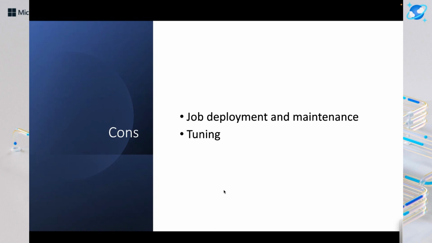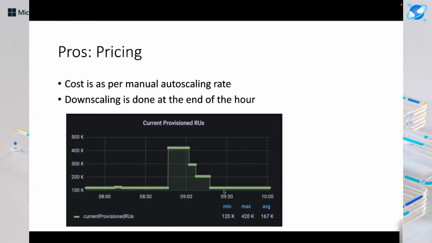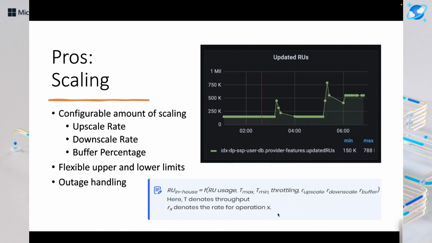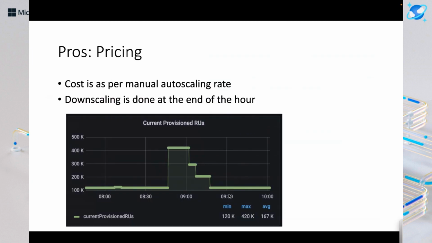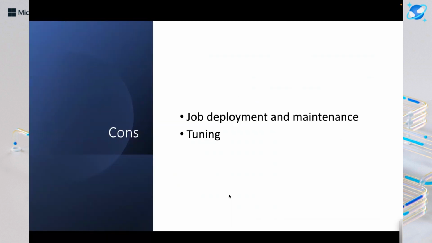However, this approach does have some disadvantages also. As you may have realized, one is that we have to maintain the job, we have to deploy it, and we have to take care that the job is running continuously. Another thing is all these configs that we are setting. Even though we have a lot of control, it is very important that these configs are set correctly, and for this, it does require a bit of experimentation. So it does take some time to set the right value of the configs.